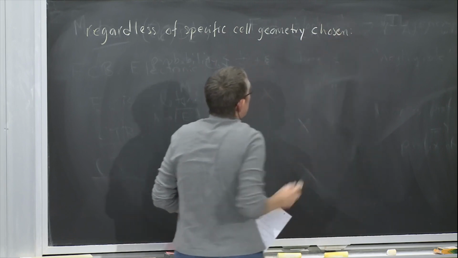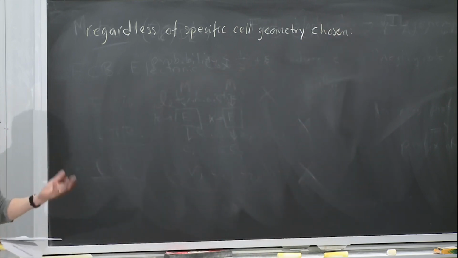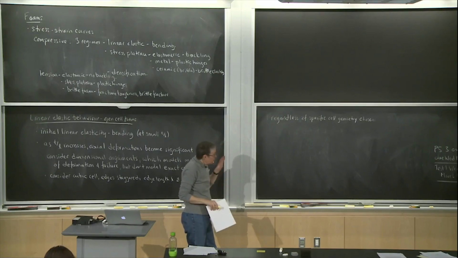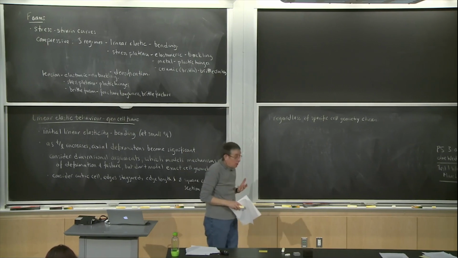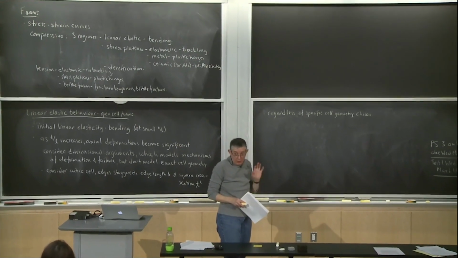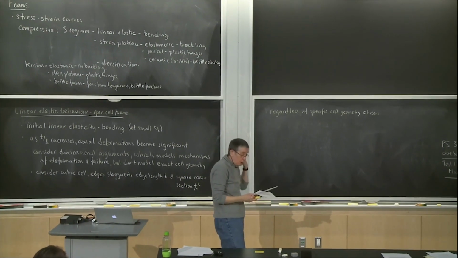So I'm going to set this up so that one thing is proportional to something else. And these relationships are going to be true regardless of the cell geometry. So I could have picked a tetrakaidecahedron if I wanted to, and I would have these same relationships. I'm just picking a cubic cell because it's easier to think about.